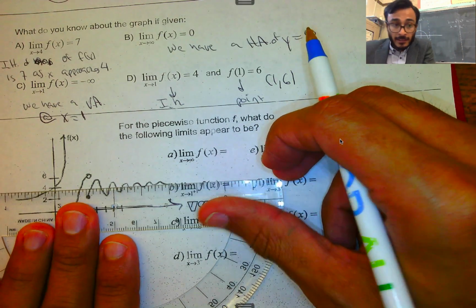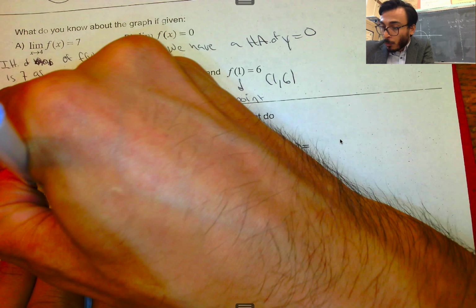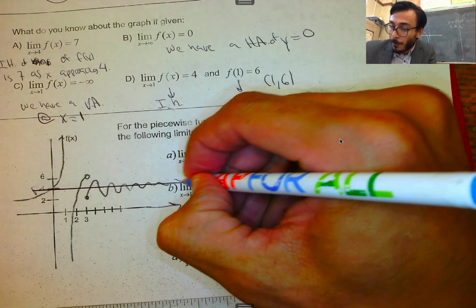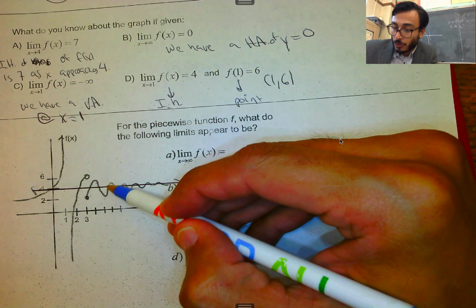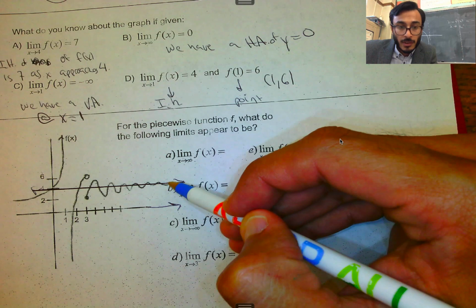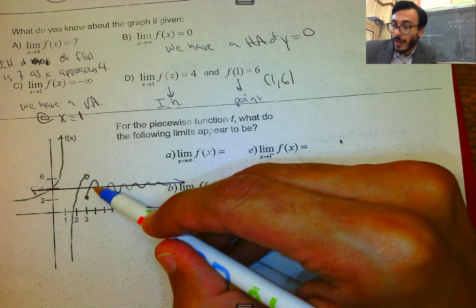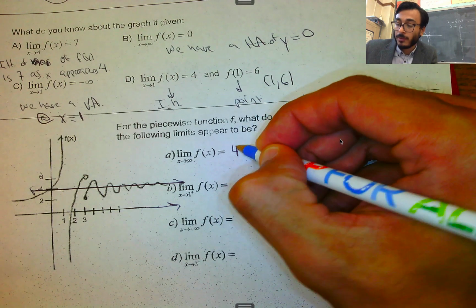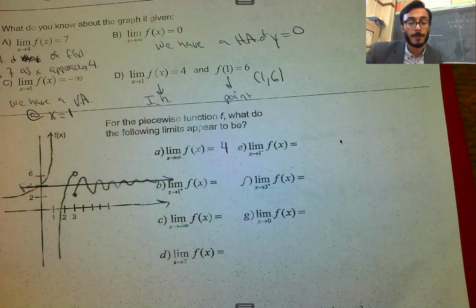Well, I say that the graph would be approaching this value of 4, right? You could see how it's doing this little squiggly thing. It just keeps squiggling around, but eventually it just keeps squiggling around that line y equals 4. So that's indicating that we have a horizontal asymptote at y equals 4.